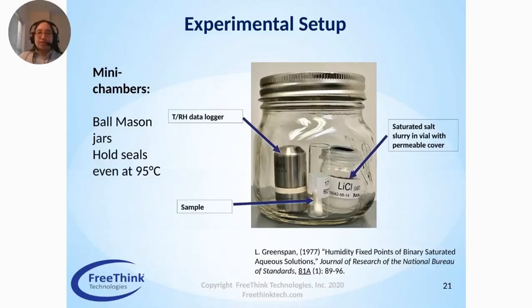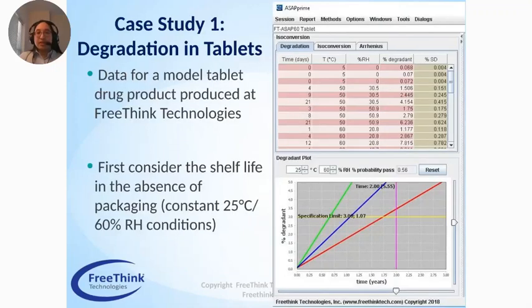Okay, from there I'd like to go on to the two case studies that I have today. The first case study concerns growth of a degradant in tablets. So this is data for a model tablet drug product that was produced at FreeThink. On the top panel here, this is the actual experimental data on degradation that we collected.